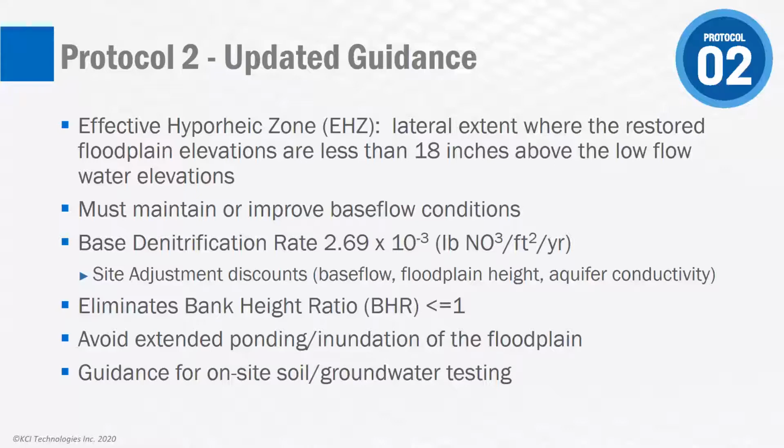To qualify, your restored reach must maintain or improve base flow conditions. The new guidance defines a base denitrification rate and then requires that site adjustment discounts are applied. The new guidance eliminates the criteria requiring the bank height ratio to be less than or equal to 1. It cautions to avoid extended ponding and inundation in the floodplain, and also provides guidance for on-site soil and groundwater testing.